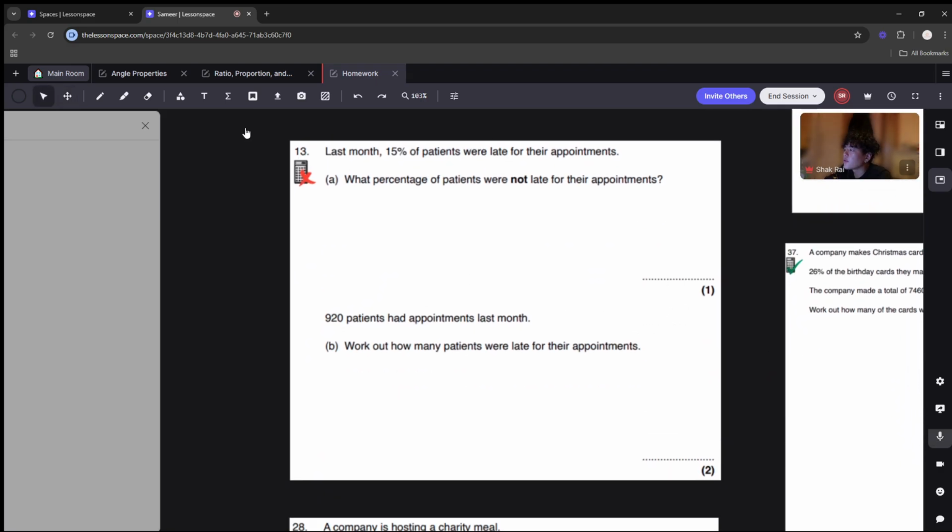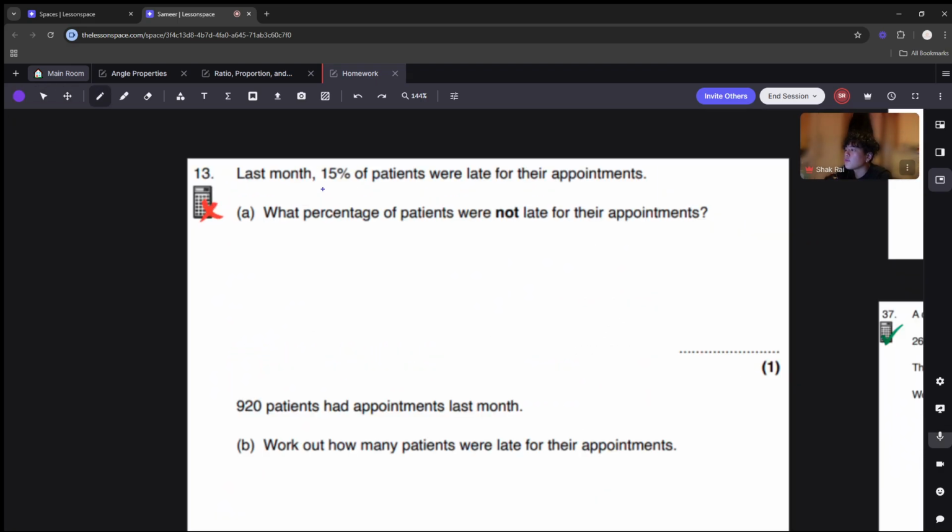So last month, 15% of patients were late for their appointments. What percentage of patients were not late for their appointments? Well, that's 85%. Yeah, that's pretty simple.